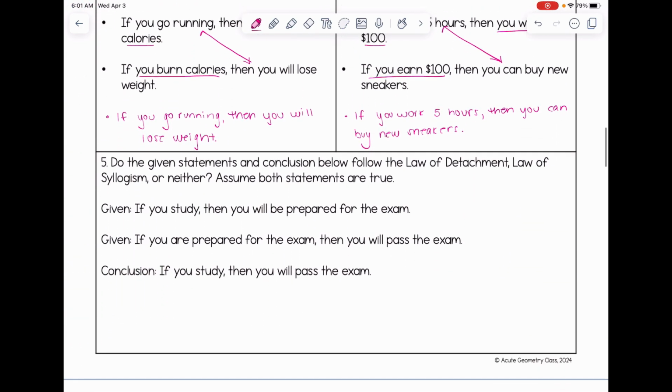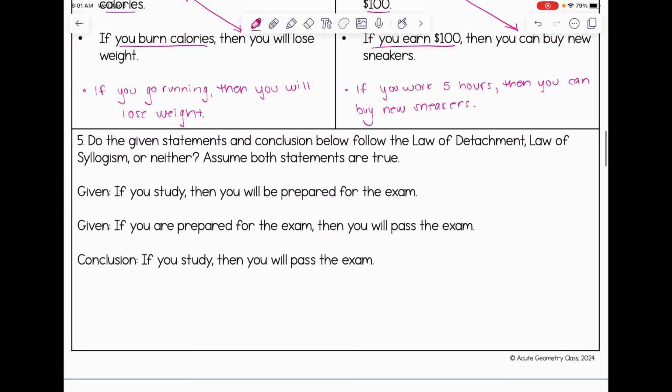All right, and let's look at one last question here. Do the given statements and conclusion below follow the law of detachment, the law of syllogism, or neither? And we're going to assume the statements are true. All right, let's look at our first given. If you study, then you will be prepared for the exam. Given, if you are prepared for the exam, then you will pass the exam. Conclusion, if you study, then you will pass the exam.